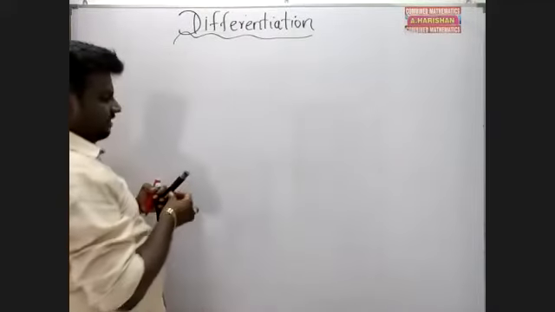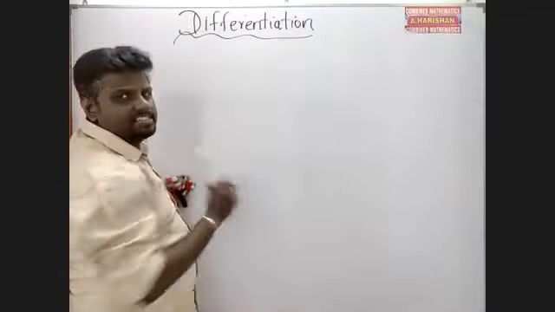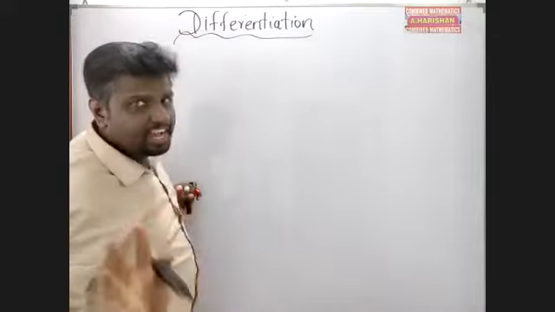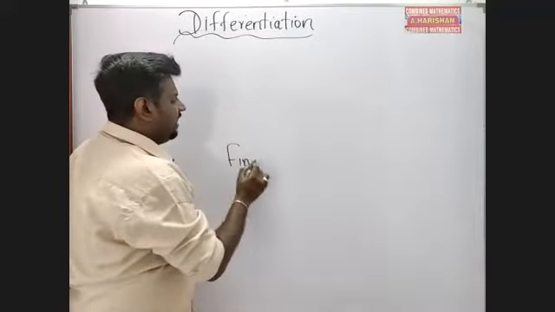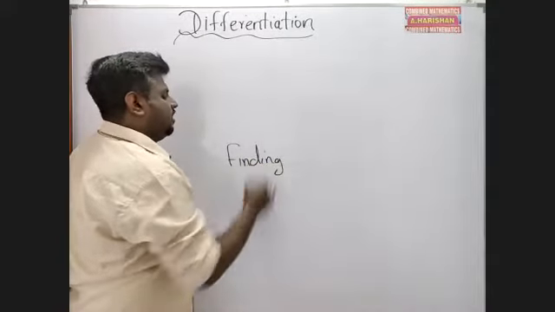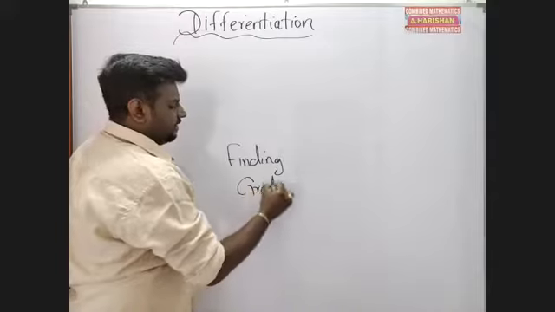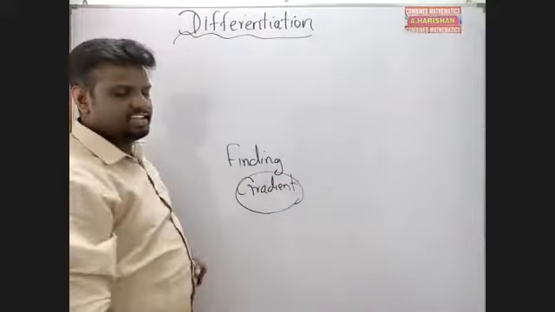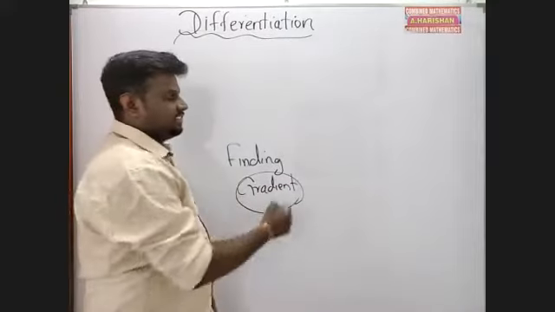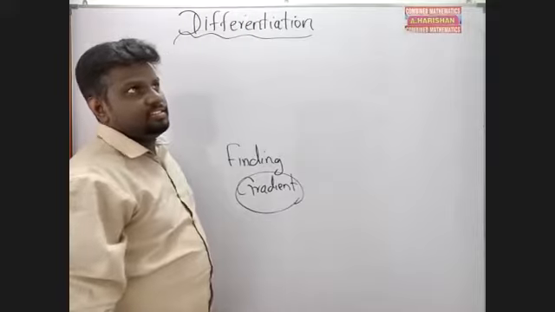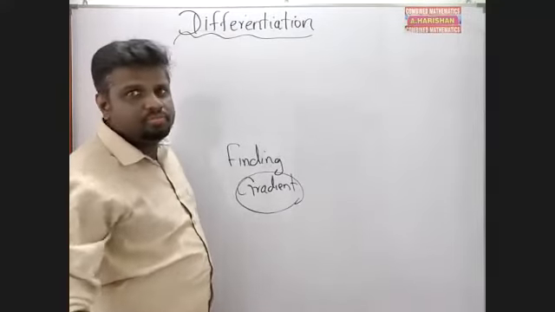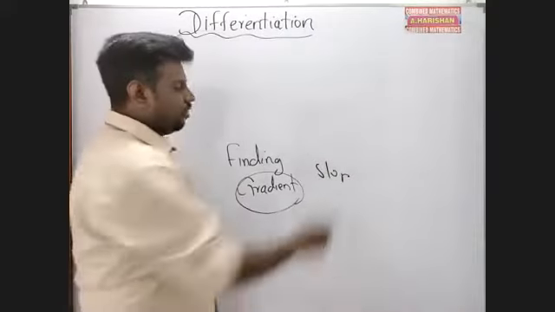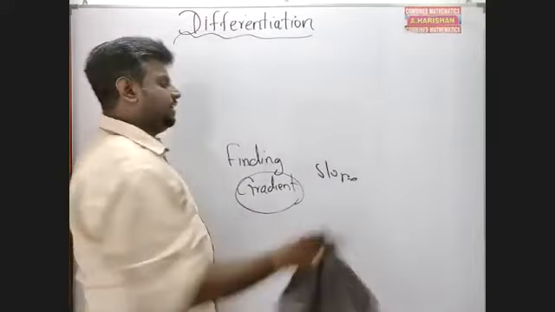What is differentiation? Okay, simply in one word, if I want to say, differentiation is finding the gradient. Finding the gradient. Okay, so what is gradient? Gradient is the slope of the line. Okay, so what is slope?